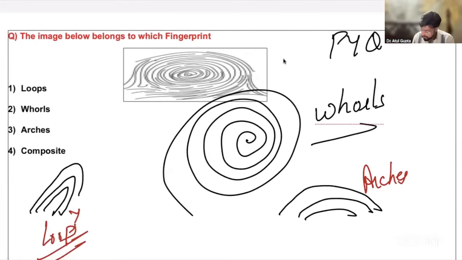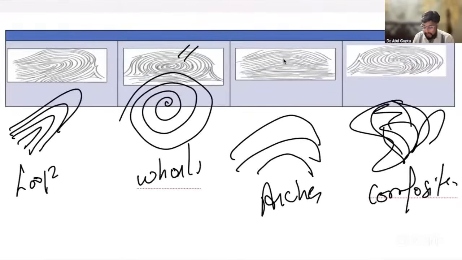Okay. It was composite, sir, loop plus arch. I don't know because I don't have the image. Somebody gave me this image that it was walls, but if it was arch... the chances that the examiner will give composite are less. Composite is a very rare kind of thing.